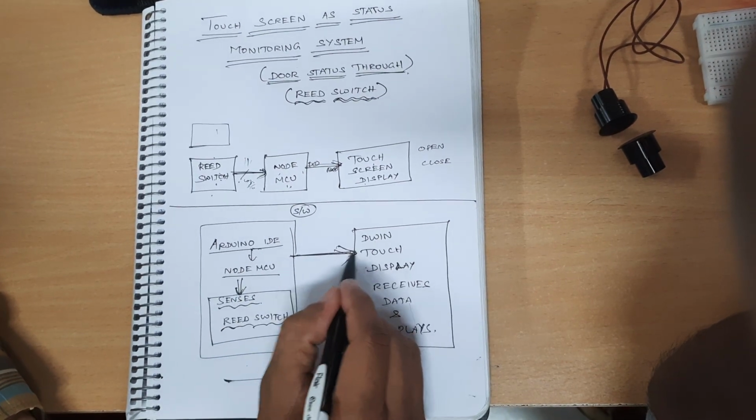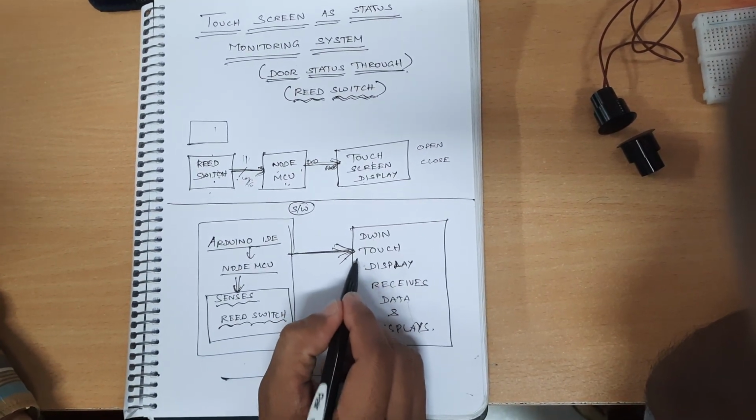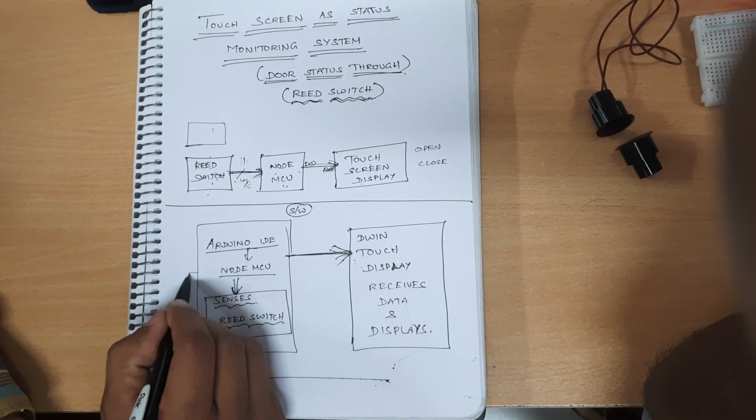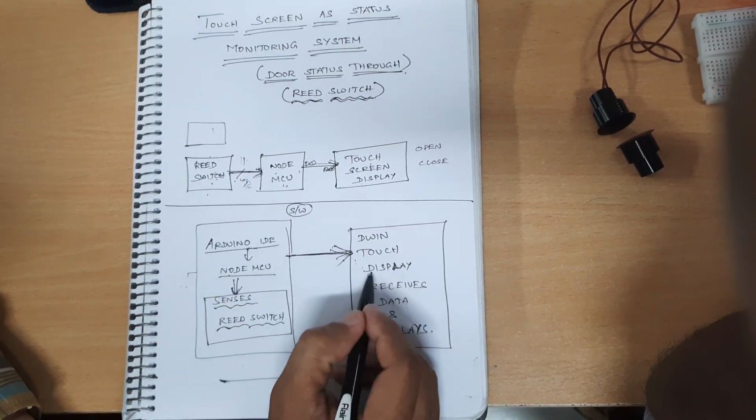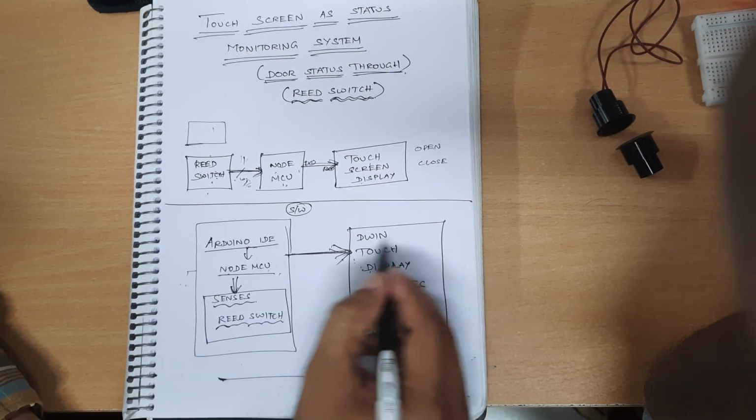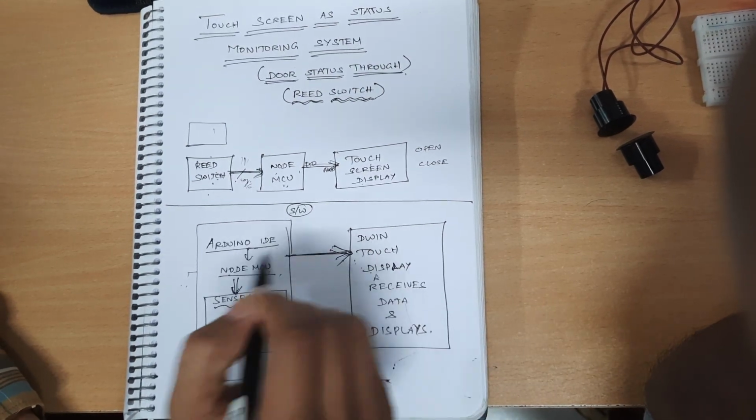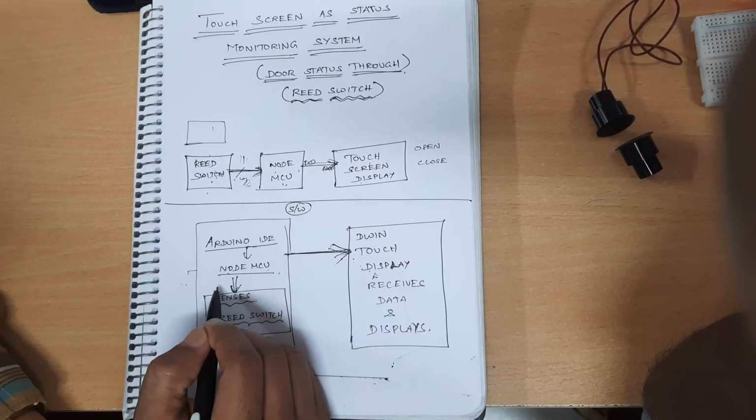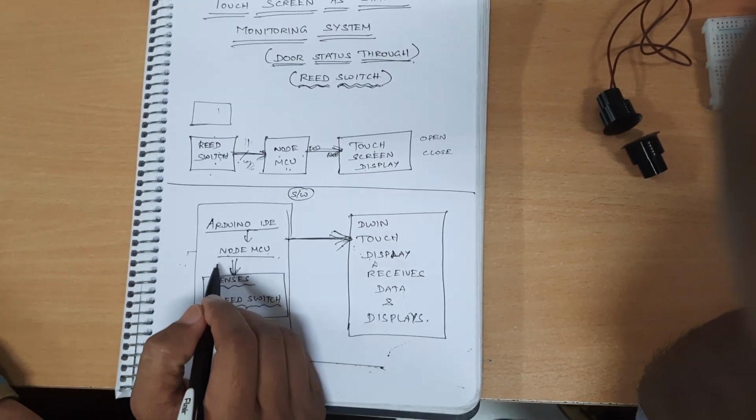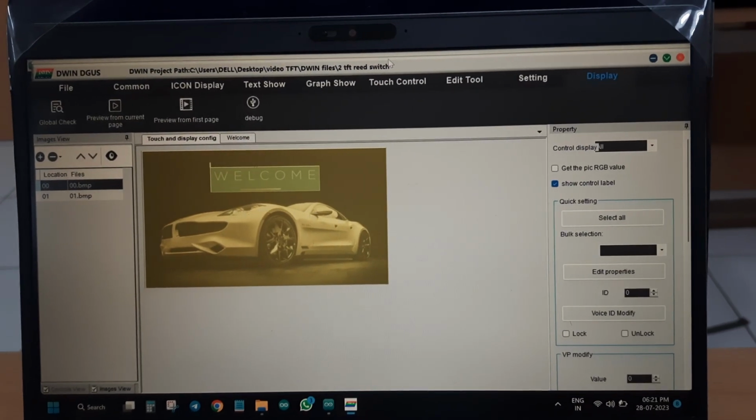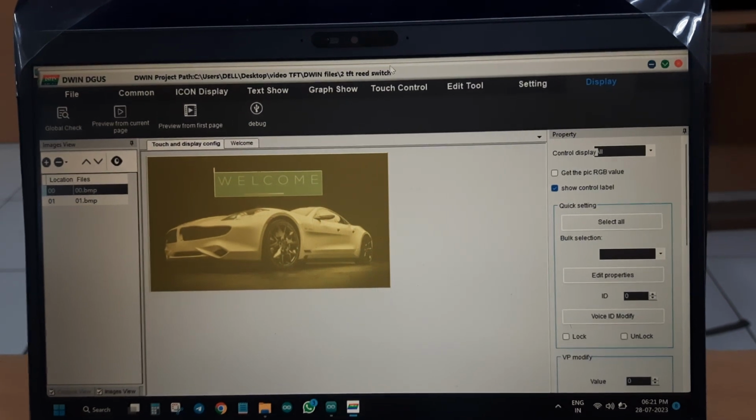Here node MCU is communicating with the touchscreen. In this case, node MCU senses some signal, and then the sensor data is monitored in the DWIN touchscreen LCD display. How this is being done, we can see in the DWIN DGUS display module, as we see here.